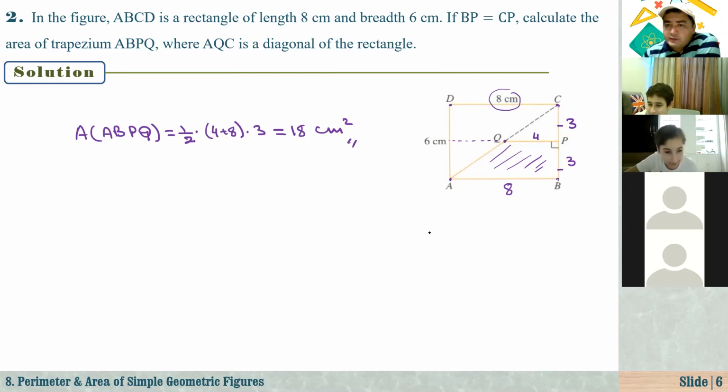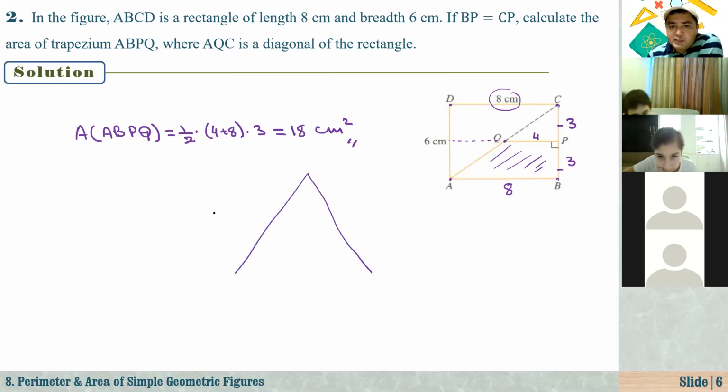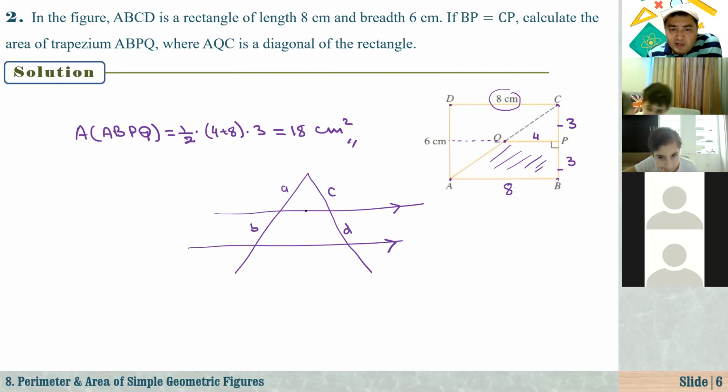Rahim, how do I know that? All right, if you're given any triangle, it doesn't matter, and let me just draw this one line and also draw another line. If these two lines are parallel, let's say this side is A, this side is B, this one is C, this one is D, then A over B must be equal to C over D. Ratios are equal.